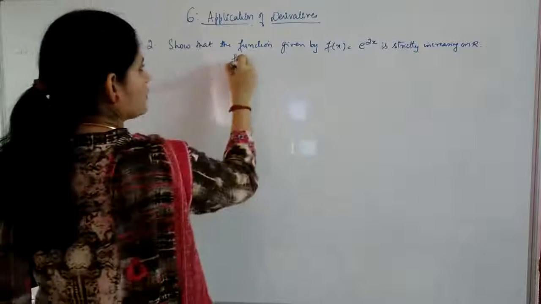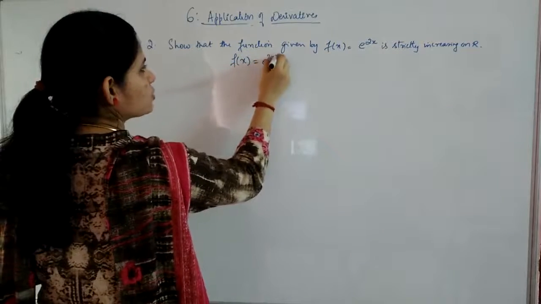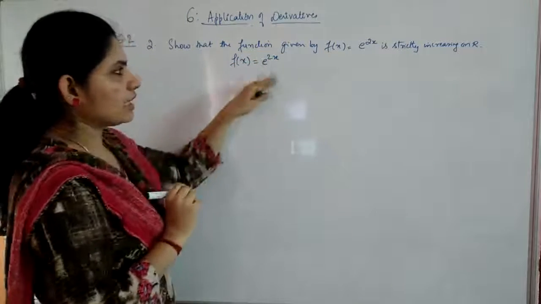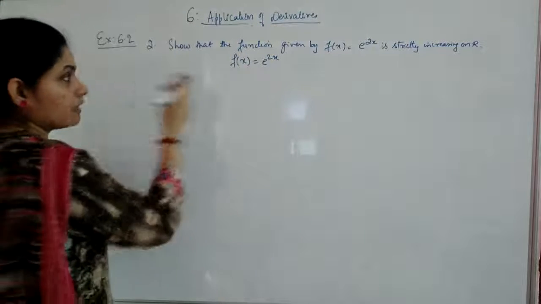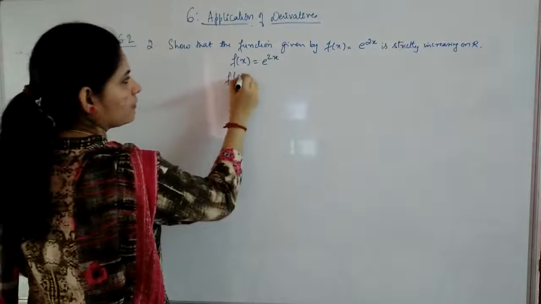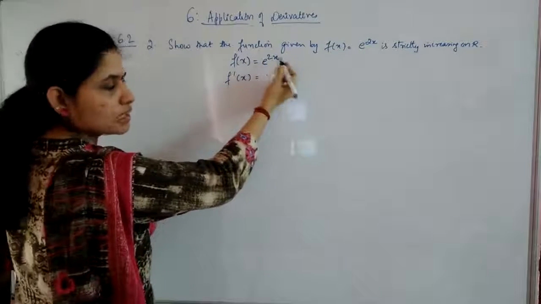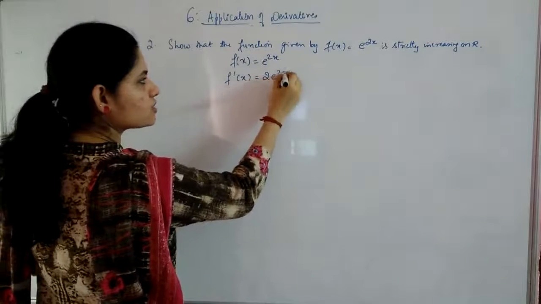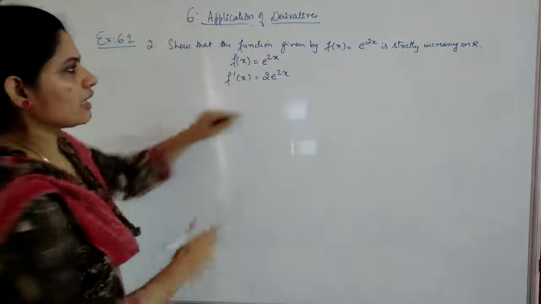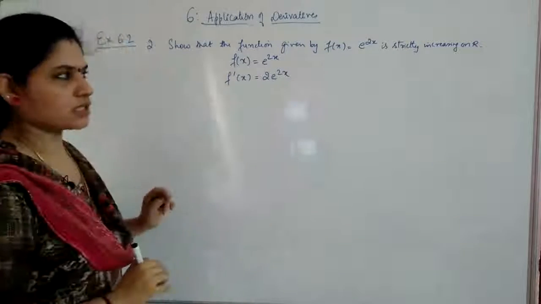The function is f of x equal to e raised to 2x. Now for e raised to 2x, if you are taking the derivative, it will be f dash of x is equal to e raised to 2x into the derivative of 2x, which will give you 2. So it is 2 e raised to 2x. Now we cannot directly say that it is greater than 0, therefore the function is strictly increasing.